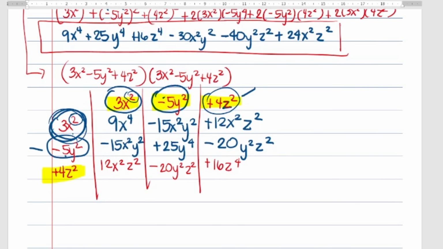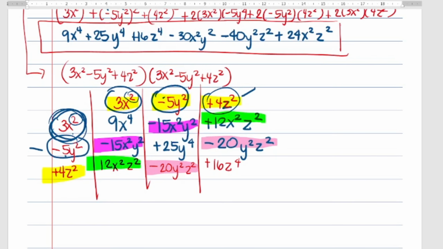So this time, let us check whether we've got like terms. These are like terms, same literal coefficient. These also are like terms, same literal coefficient. Then lastly, these are like terms because they have the same literal coefficient. Now, let's add them. Let's combine like terms.